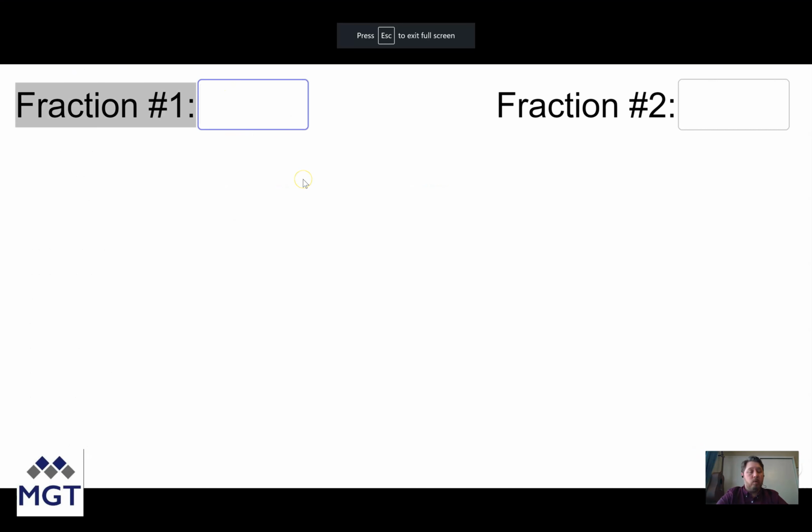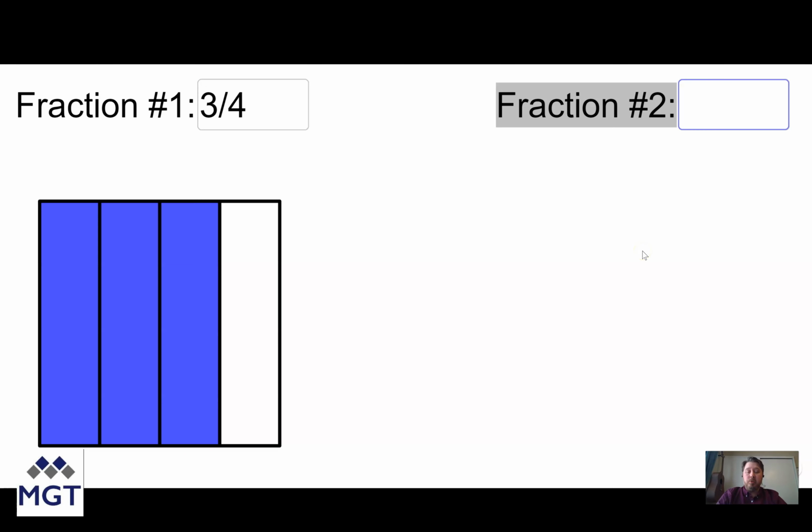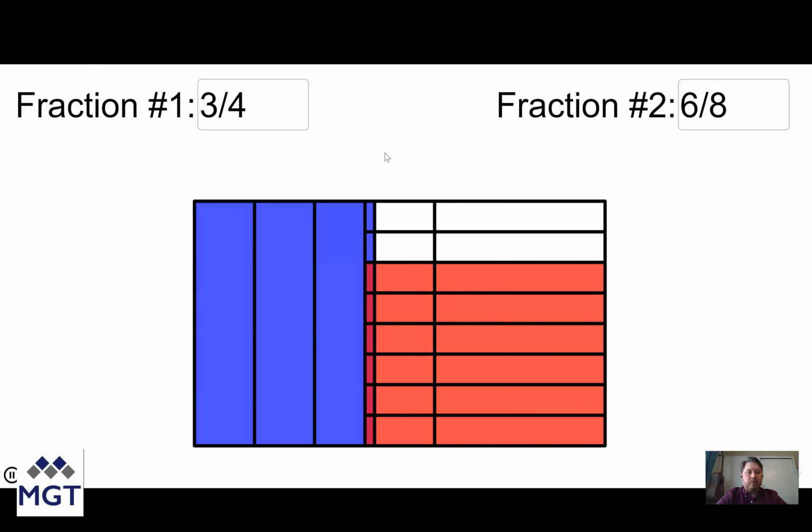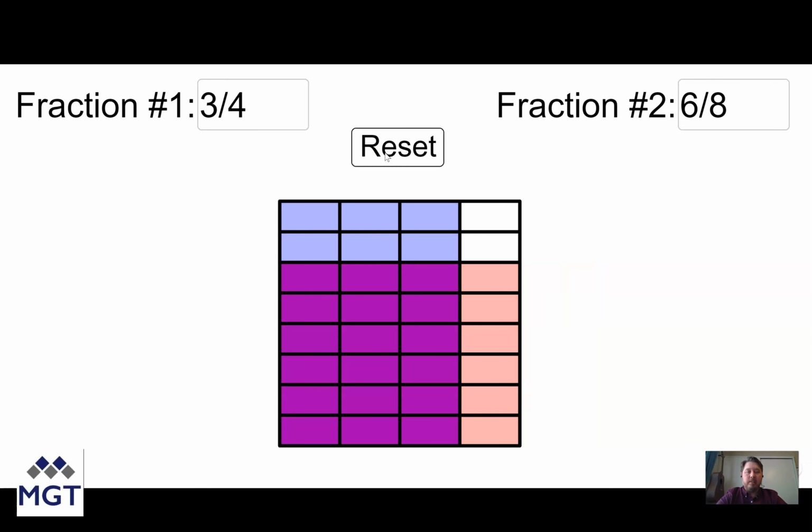Okay, and so when I type in a fraction here, so let's just, I don't know, 3/4. Let's do that. And then fraction number 2, I don't know, let's do 6/8. Sure. Okay, and so I have the model 3/4 over here, and I've got 6/8 over here, and then I click the Go button, and you'll see that those two models combine together.